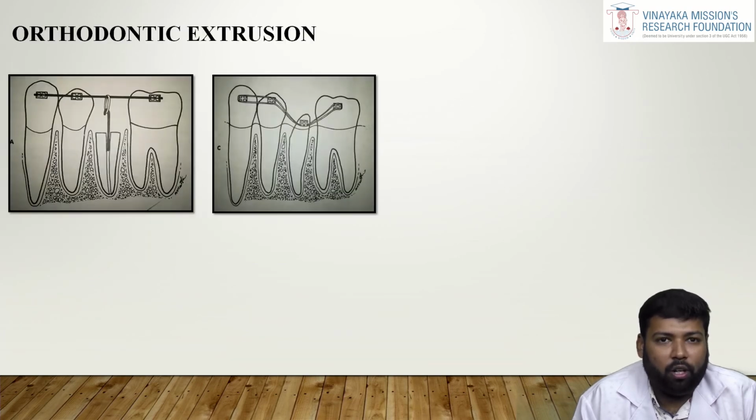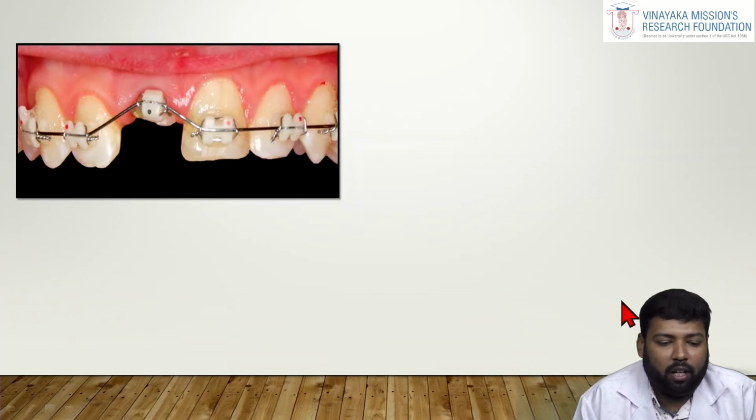Orthodontic extrusion. The other main way of managing a badly mutilated tooth is orthodontic extrusion. Due to trauma, the tooth gets intruded into the socket and it can be extruded with the help of orthodontic appliances or other means.